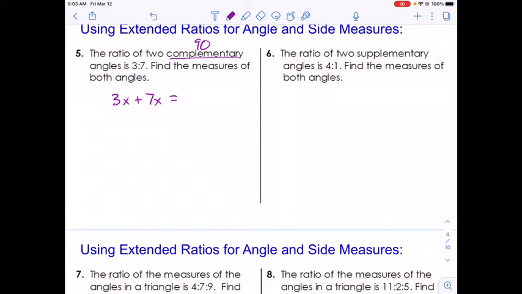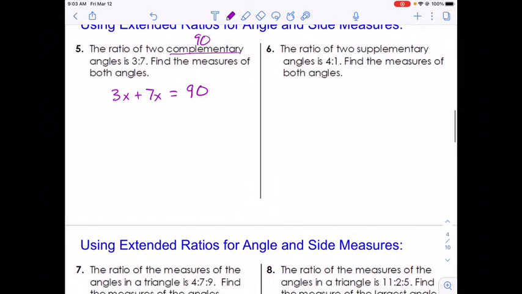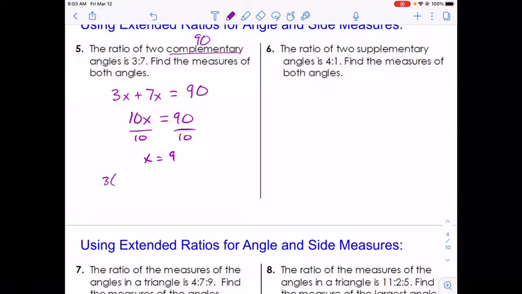Because we're adding to get our angles to be complementary, we're going to say this 3x plus 7x is equal to 90. So we take 3 plus 7, and that gives us 10x equals 90. Divide by 10, and x is equal to 9. So to find the measure of both angles, our first angle is 3 times 9, which gives us 27 degrees. And the other angle is 7 times 9, which is 63.